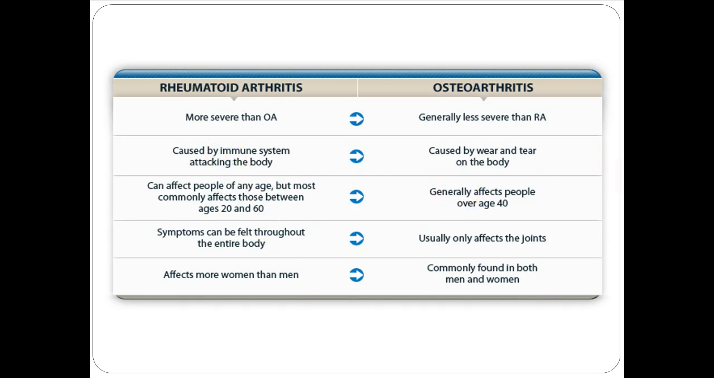Usually when we see osteoarthritis, it's older patients. Rheumatoid will show up in younger patient populations. Symptoms can be systemic, whereas osteoarthritis is usually just located in the joint that's affected. And rheumatoid arthritis affects more women than men, as is pretty common with a lot of autoimmune diseases. Osteo is commonly found in both men and women, so there are some differences in the disease presentation.